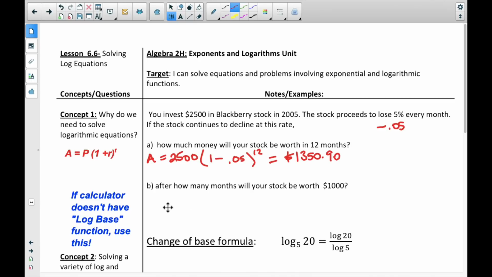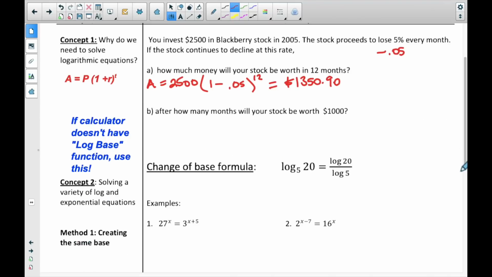Now, the next question is, after how many months will your stock be worth $1,000? Now that is an equation that we have looked at before. We have answered questions like this before, but the way we did it was we went to our table and scrolled down until we got to the 1,000. That's just not very efficient because if it was like 800 months later, you would be doing a lot of scrolling. In addition, it's not very accurate because we're just going, well, between years 23 and 24. So now we're going to talk about, well, how do you do it by solving?